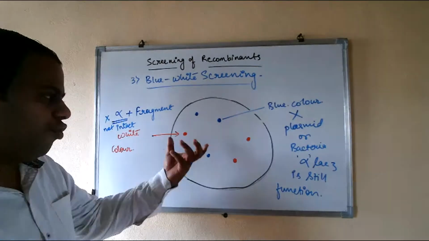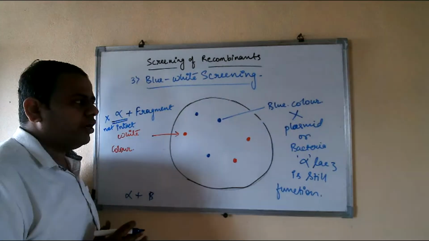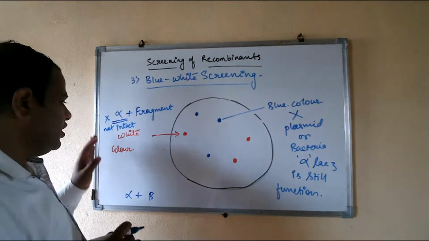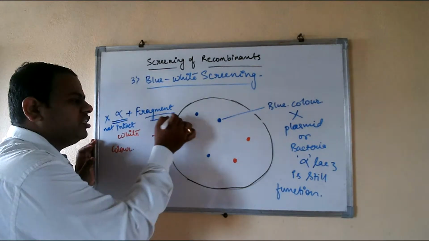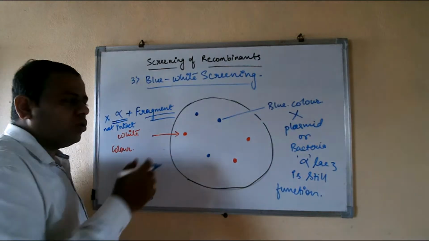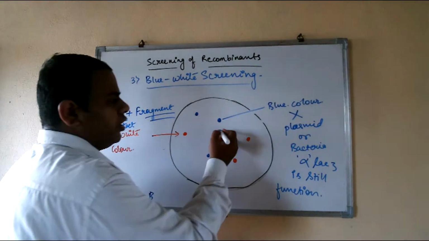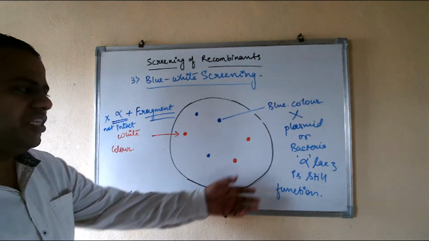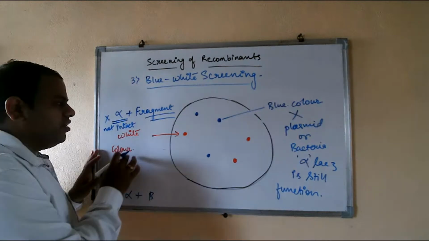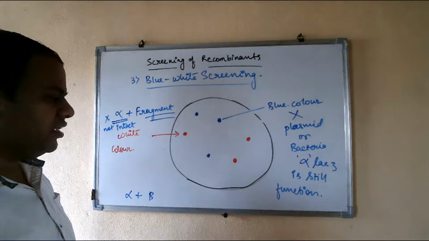So based on the color of the colony, blue or white, you can select the recombinant. The white colored colony will be the recombinant colony because it has our fragment of interest, and therefore we can select that colony and grow it separately. The blue colored colony will be just a transformed colony because it has taken up the plasmid only, but it does not have the fragment of our interest. So this is the way blue white screening is done.